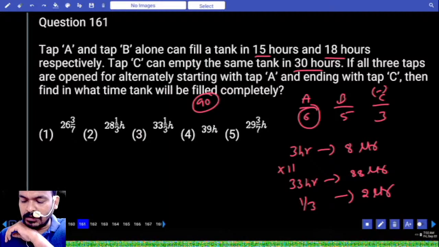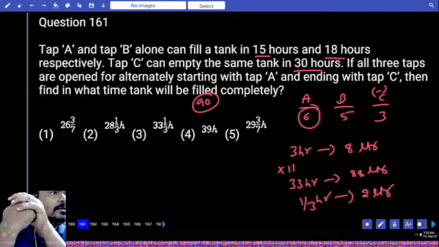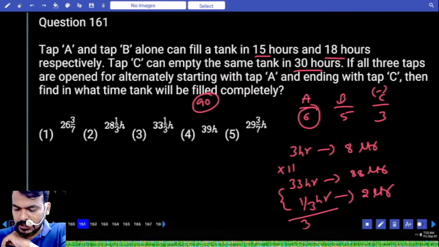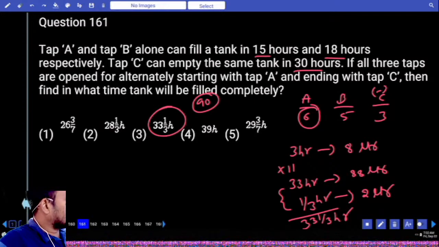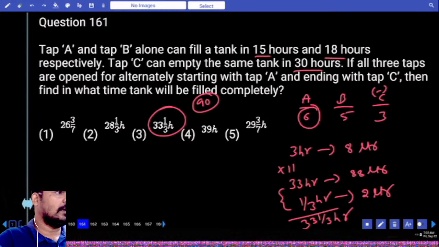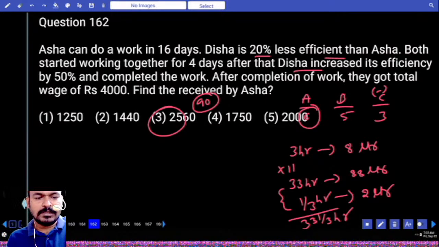1/3 hour or total hour? 1/3. 6 liters in 1 hour, but we require 2 liters, means how much time is taken? 1/3 or 1/4? 1/3. Total time is how much? 33 1/3 hours. Which option? Third option. It is closer to 90. 88 liters are filled in 33 hours. Next 2 liters are filled in 1/3 hour. Total 33 1/3 hours.